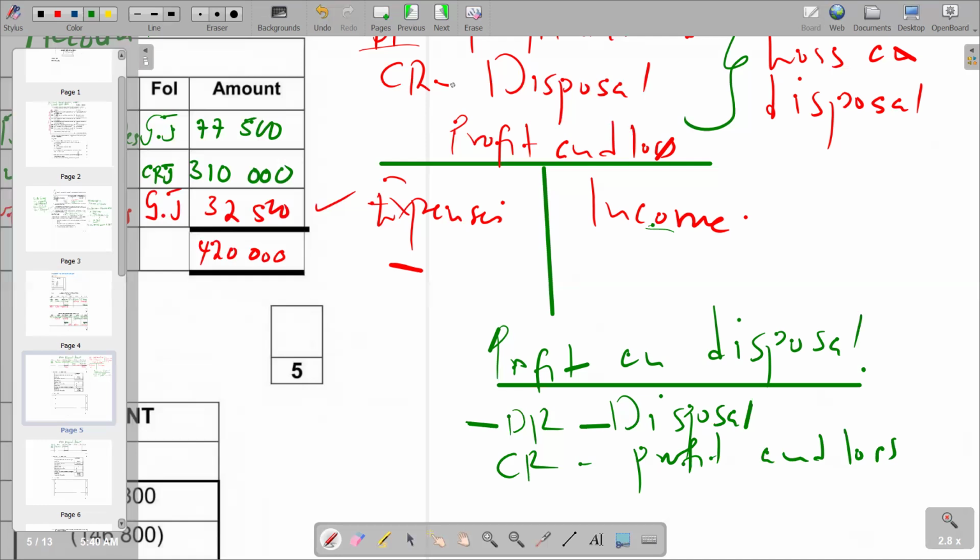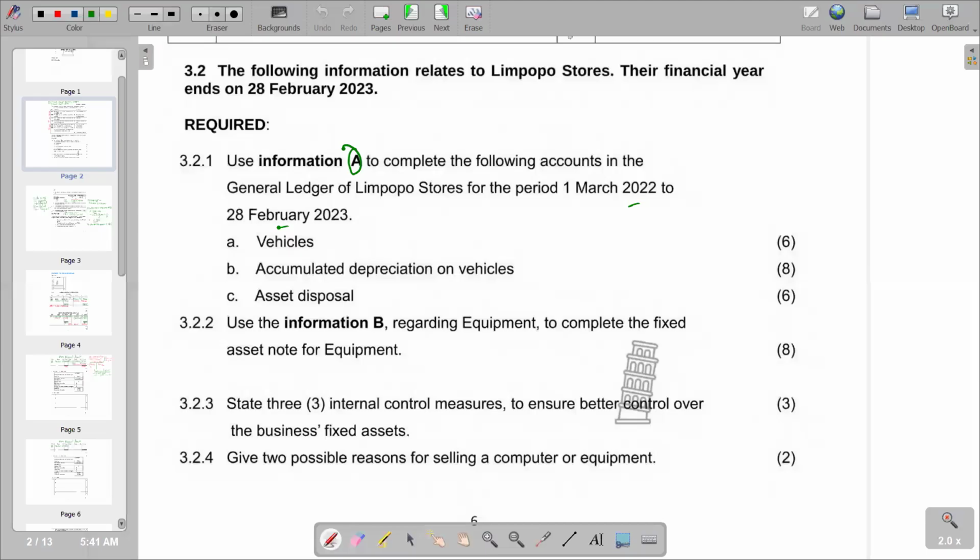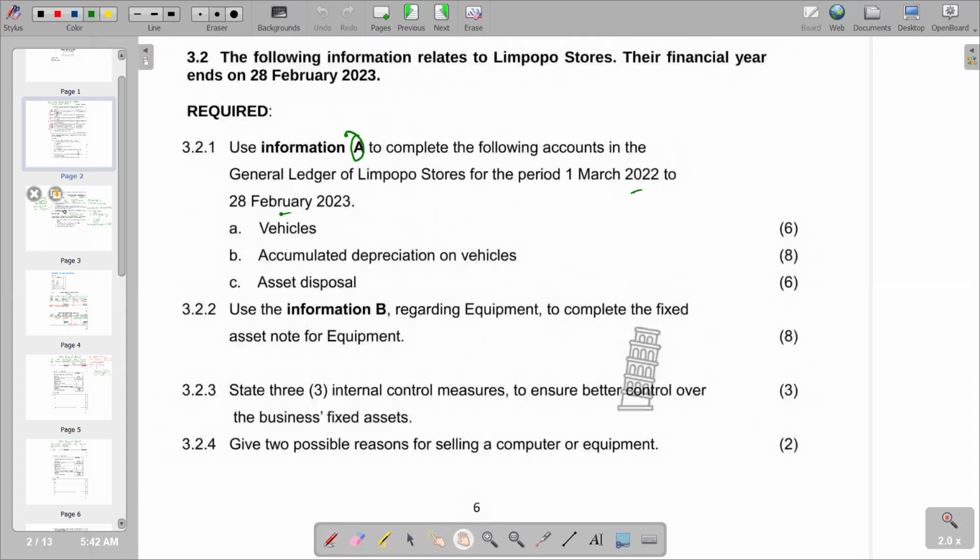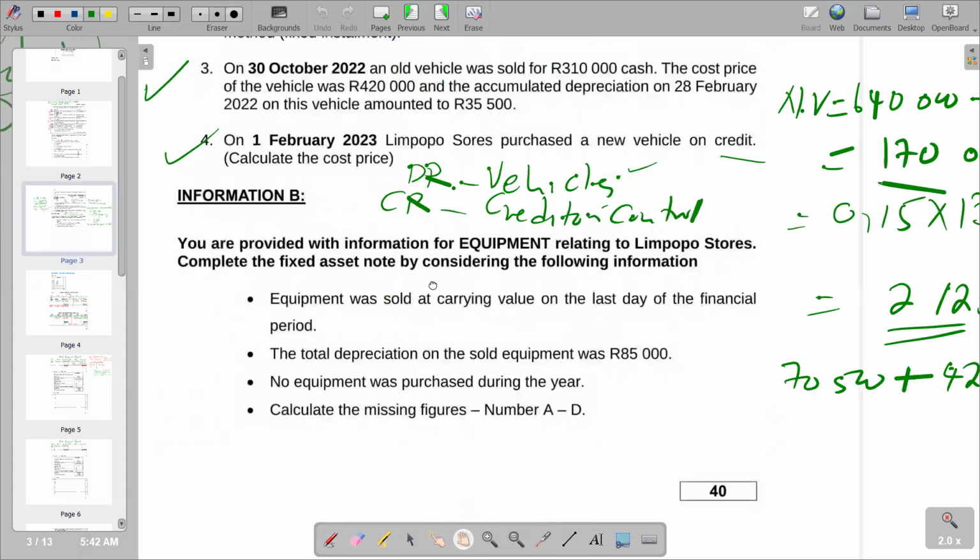So we can try to see in terms of the next question that we have. The next part of our question is 3.2.2, which is saying use the information B regarding equipment to complete the fixed asset note for equipment. So you need the fixed asset note. So you go to 3.2.2, you go to information B. That's where we are going to have the information. So we can go to our information B.